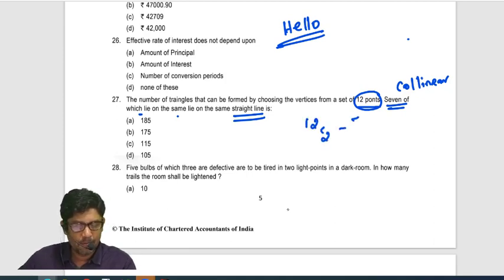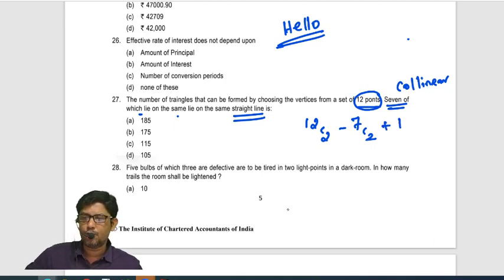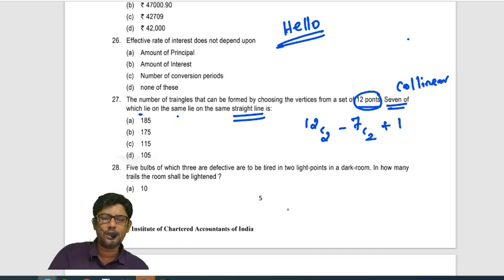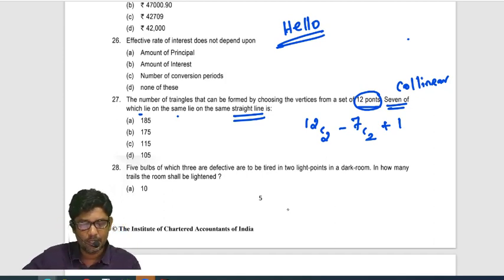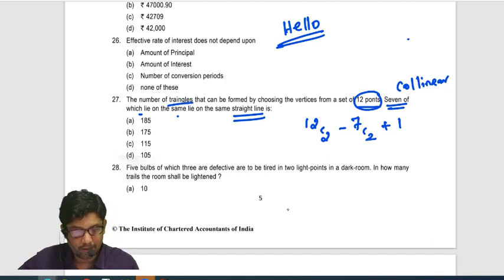12C2 minus 7C2 plus 1. Is this our answer, my dear? 12C2 minus 7C2 plus 1. What is 12C2? 12 into 11 divided by 2 into 1. What exactly are we getting? Can you please tell me? Is this right? 12C2 minus 7C2 plus 1. Okay. Number of... Oh, sorry. Triangles. Extremely sorry.